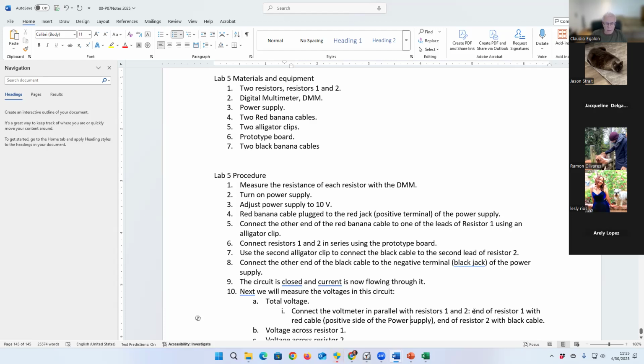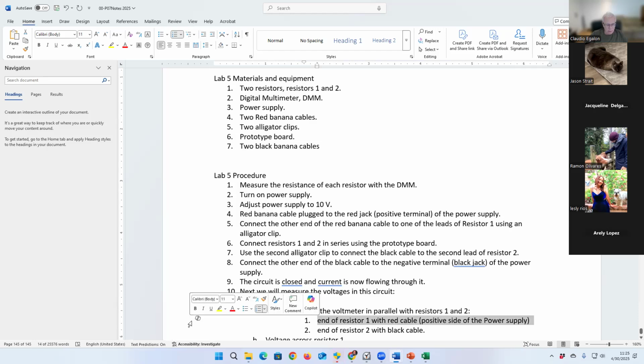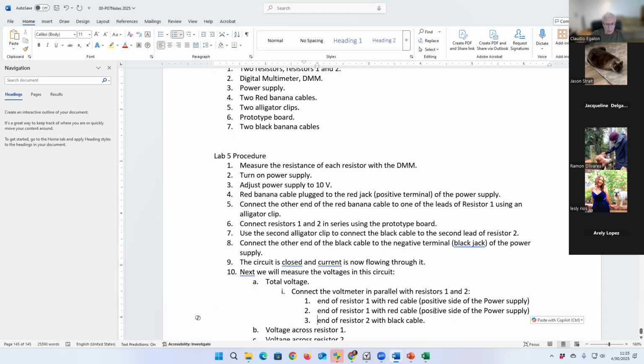Let's see here. I'm going to put it like that. Here you go, better. End of resistor 1 is red cable, positive side of the power supply. End of resistor 2 is black cable, negative side of the power supply. Like that.